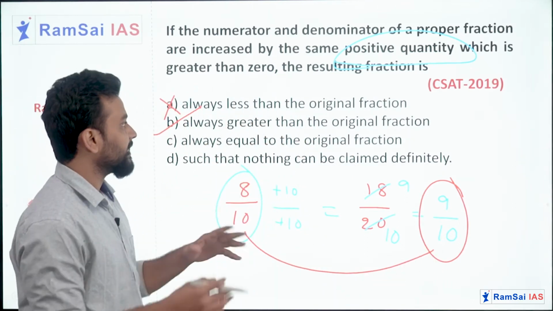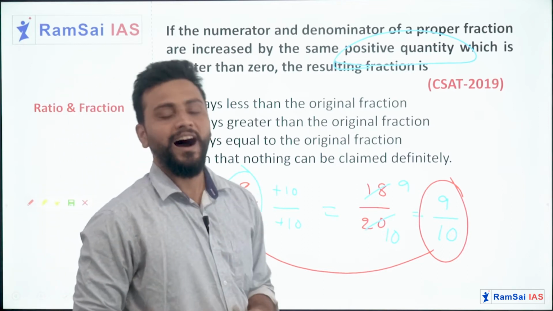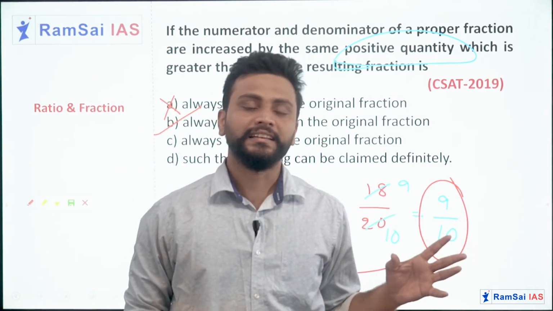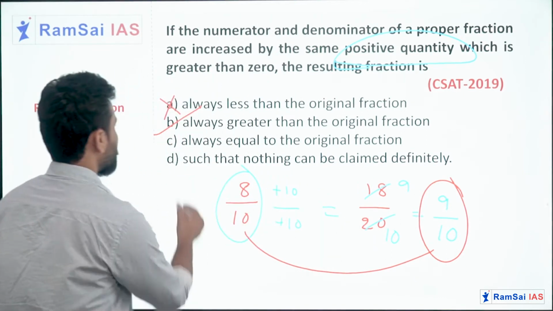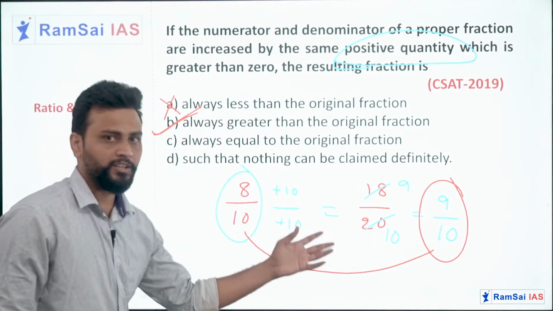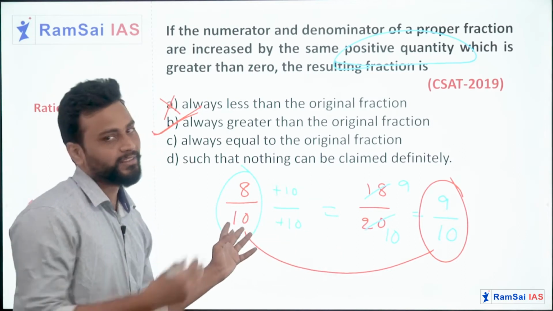Such that nothing can be claimed definitely? No, always the resultant will be greater than the original fraction. So, I can go with option B. If you want, you can take another fraction and cross check.